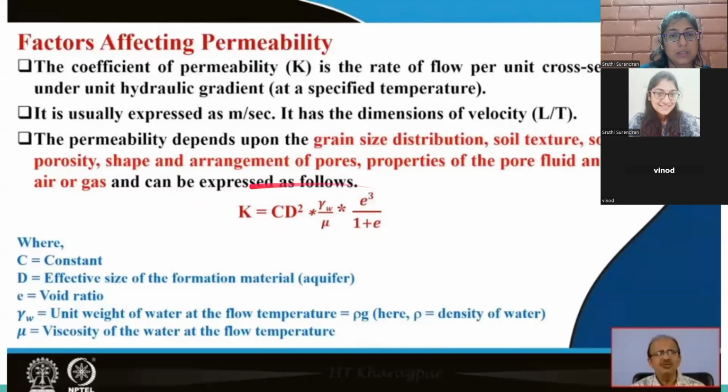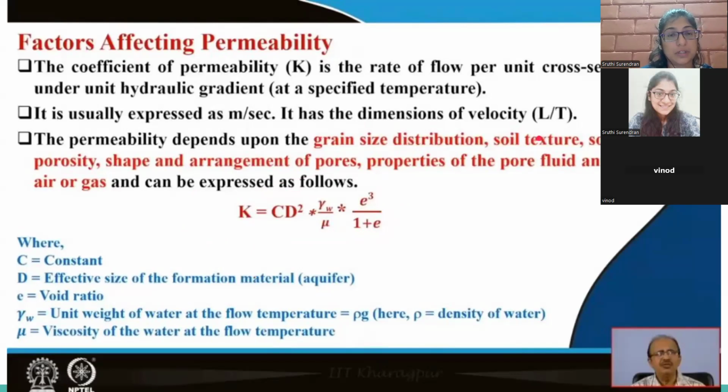So from this equation, we can understand that it is depending on the effective size of the material, the diameter of the particle, size of the particle. It is also dependent on the properties of water, and it is also dependent on the void ratio of the material. C is a factor that is taking care of other properties of the soil. So from this equation itself, we can understand what the permeability will depend on.